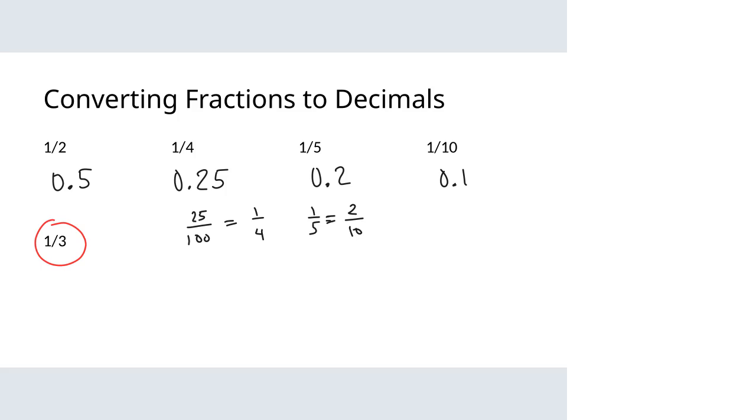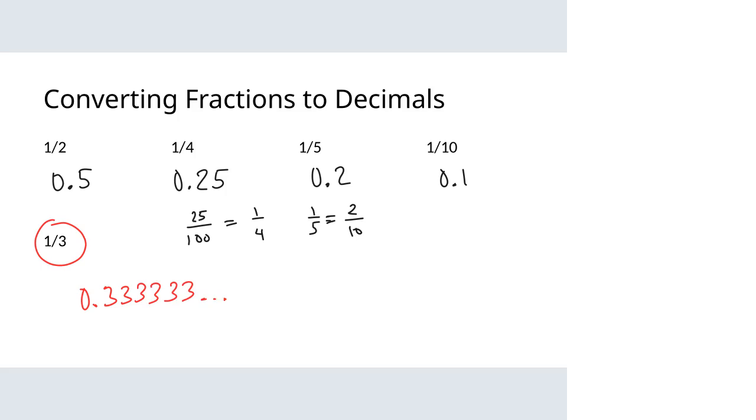Excellent, Leslie. That's perfect. What's different about 1/3 is it doesn't come out nice and tidy like those other ones. Those ones at the top came out nice and neat. If I do 1/3, I get 0.3333, and it just keeps going forever. And the way that we would say that is 0.3 repeating.